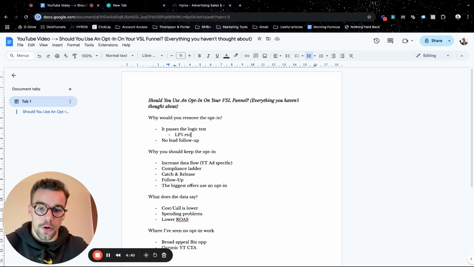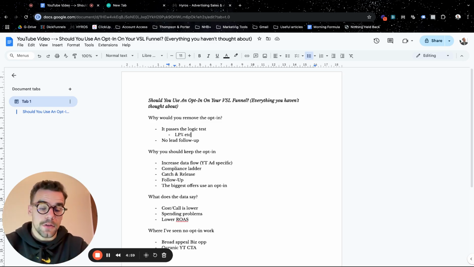Second thing, just to drill that home, if somebody's given you their information already, there's a level of intent that they've shown. They're more likely to consume the VSL because they've already, in their mind, made a commitment by giving you their information. So from that stance, it makes more sense.